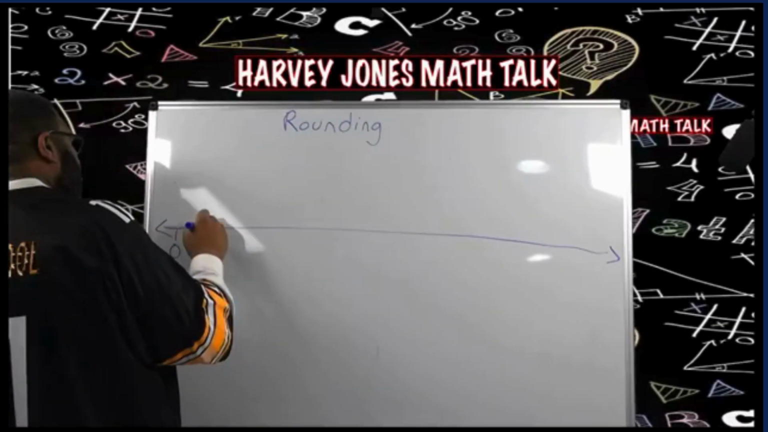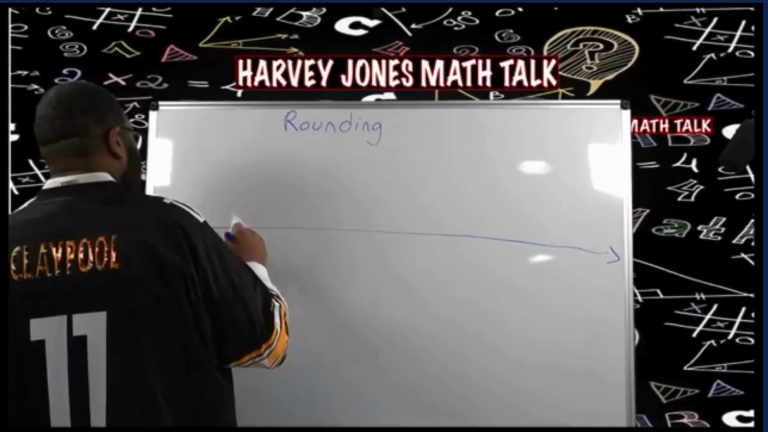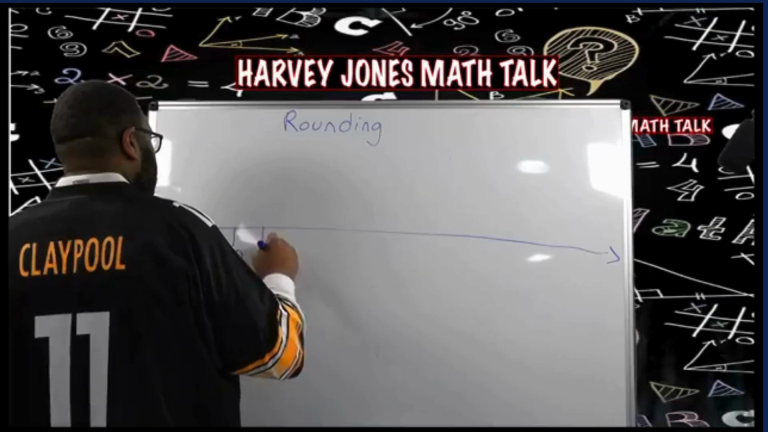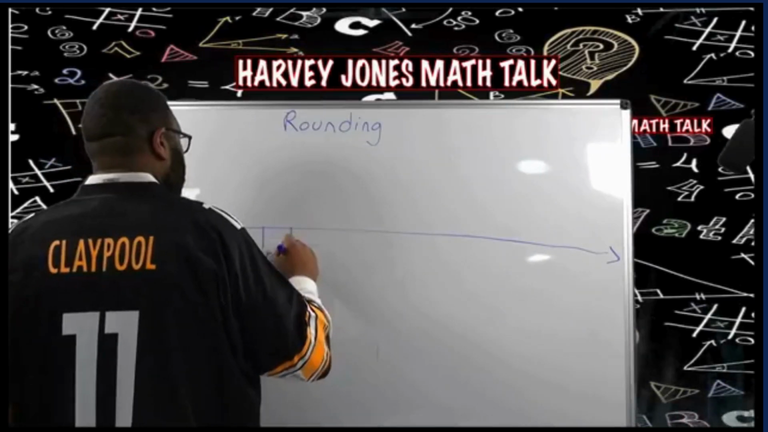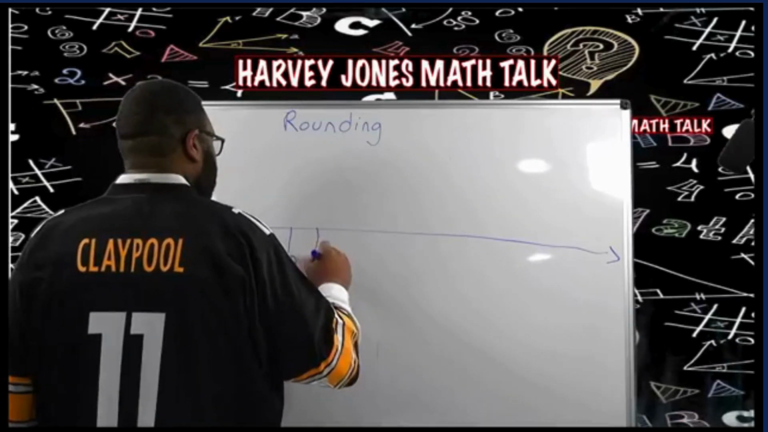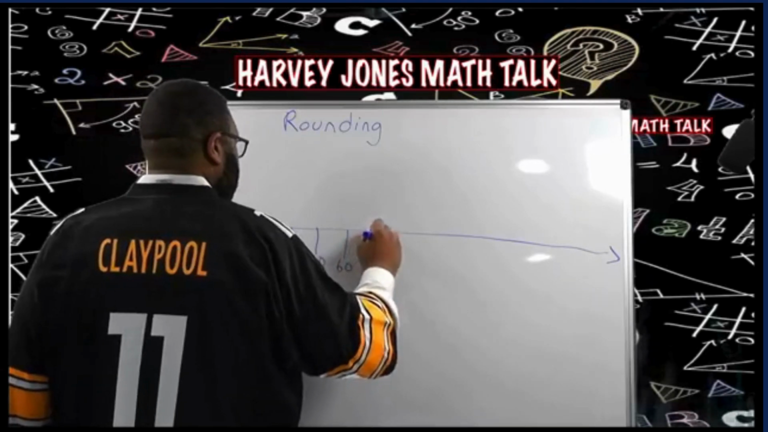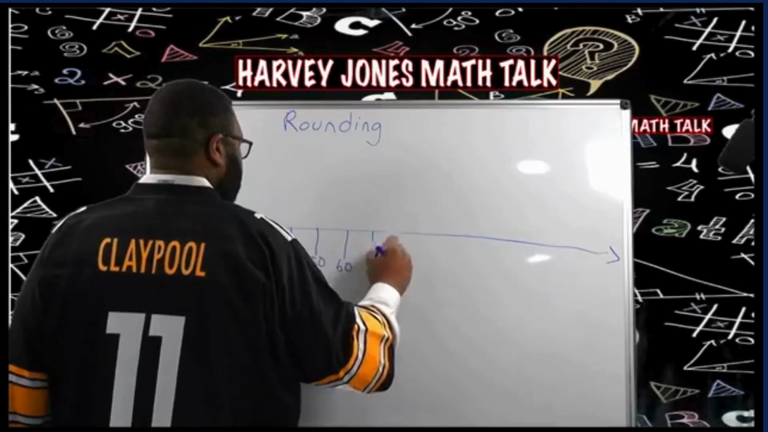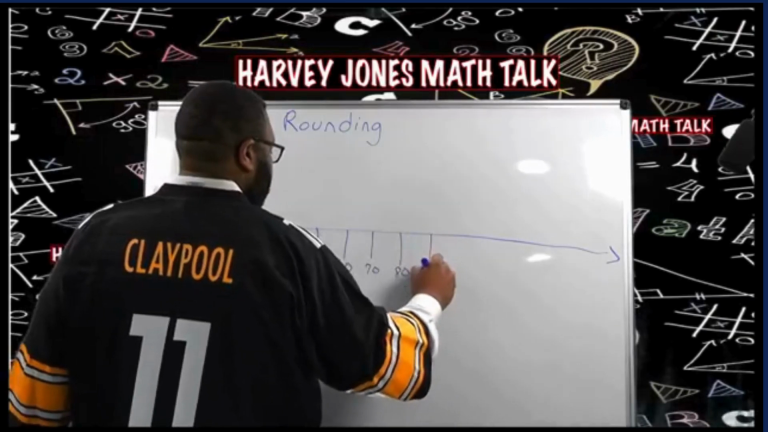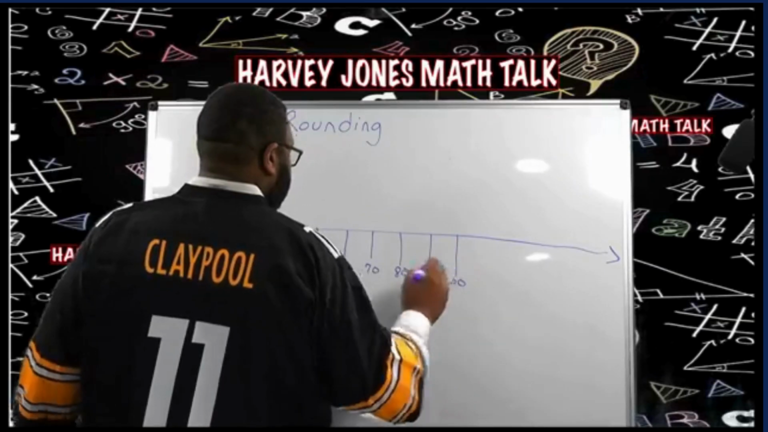All right, we're going to count by tens. 10, 20, 30, 40, 50, 60, 70, 80, 90, and 100.